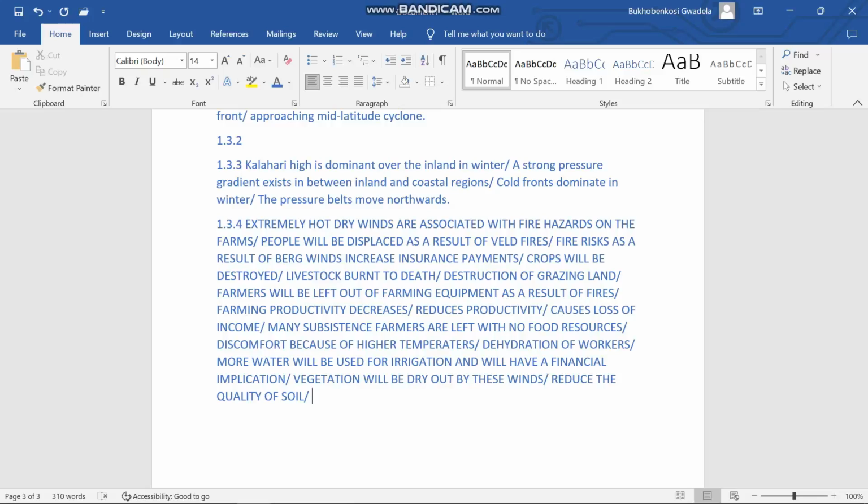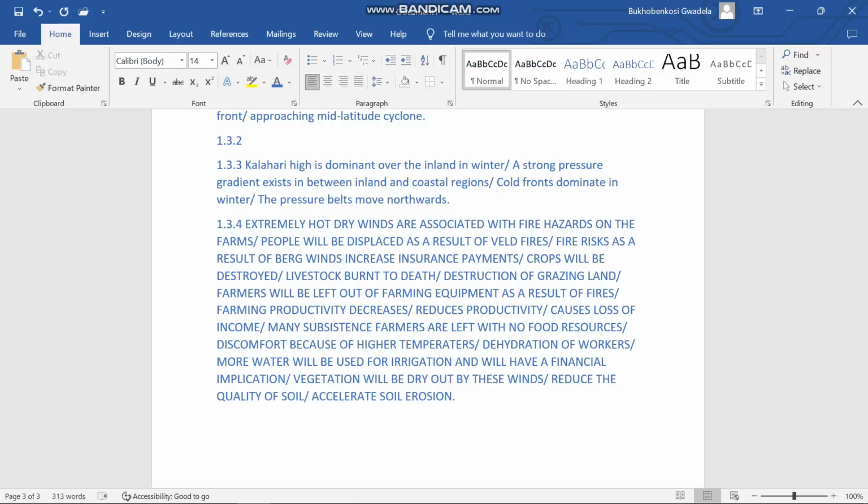Lastly, you can say it accelerates soil erosion. Why? Because the drier the soil, the higher the possibility of it being eroded. The soil particles don't stick to the land, so it's going to be easy to erode. That's how it goes, guys. So you must choose one of these to apply.